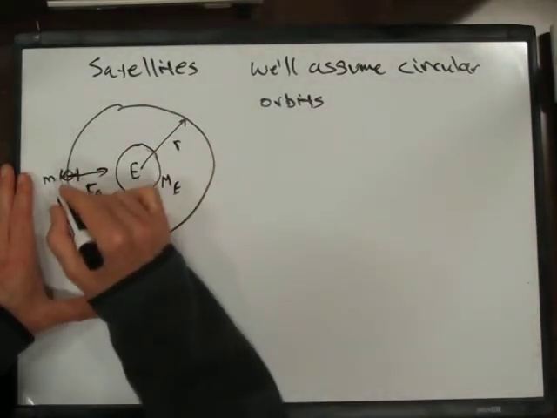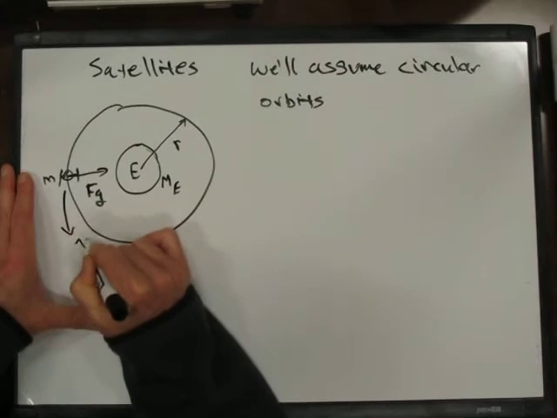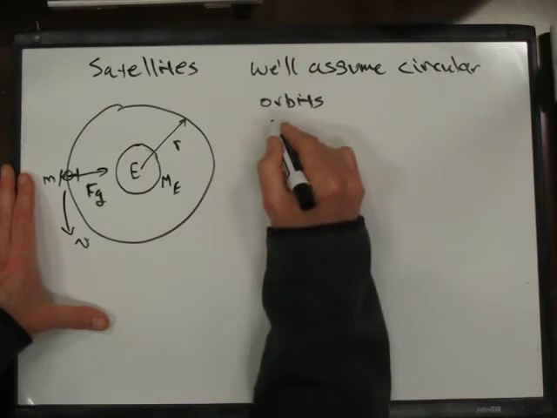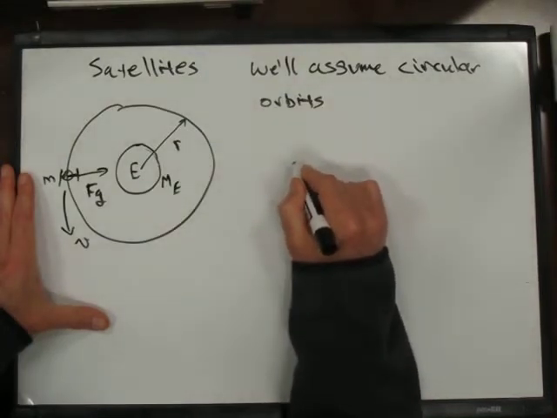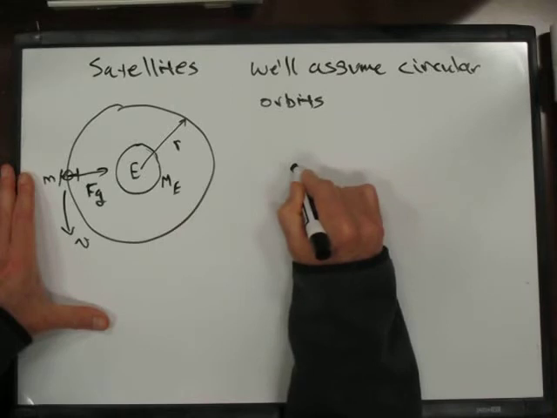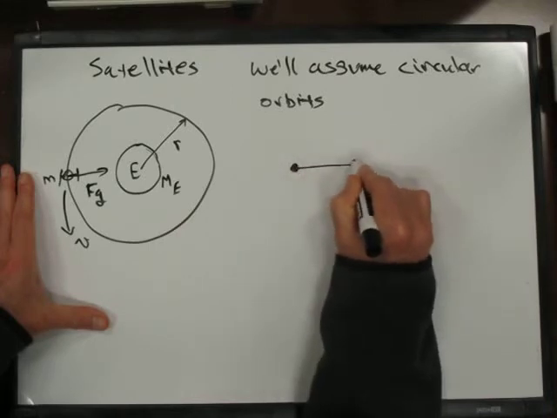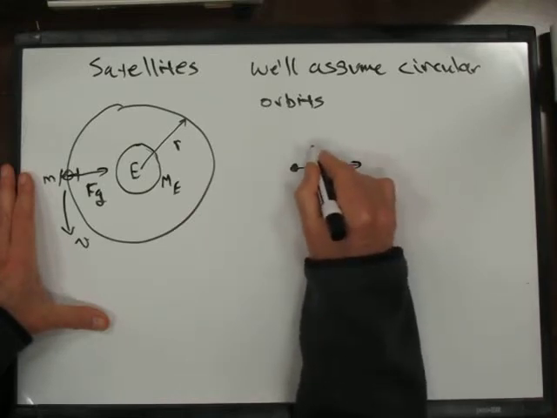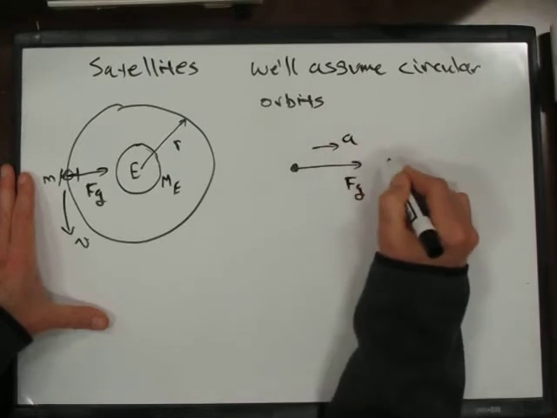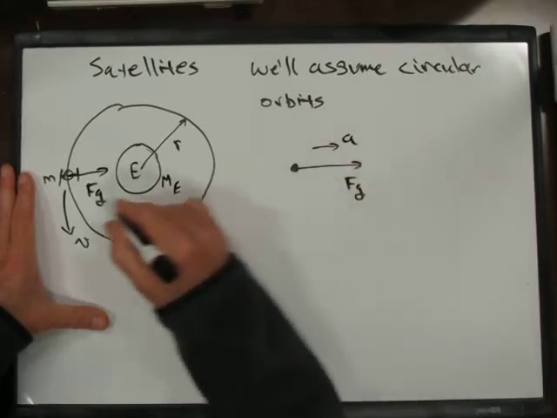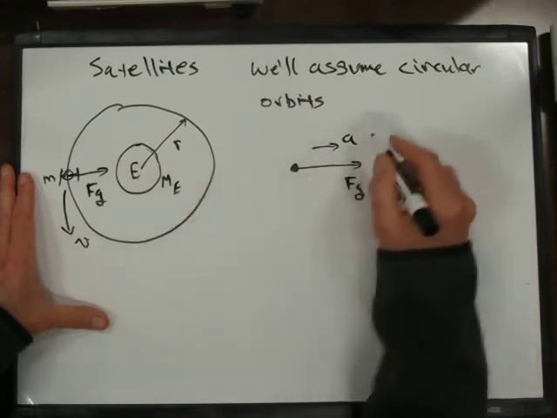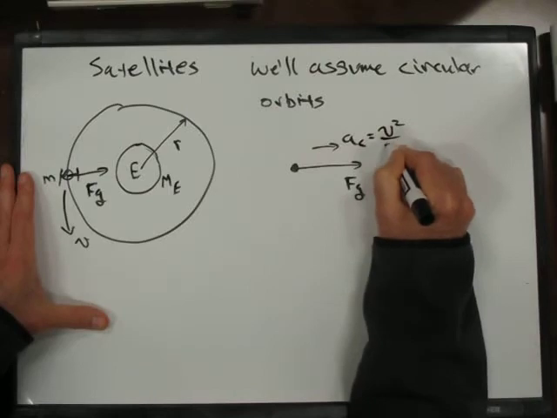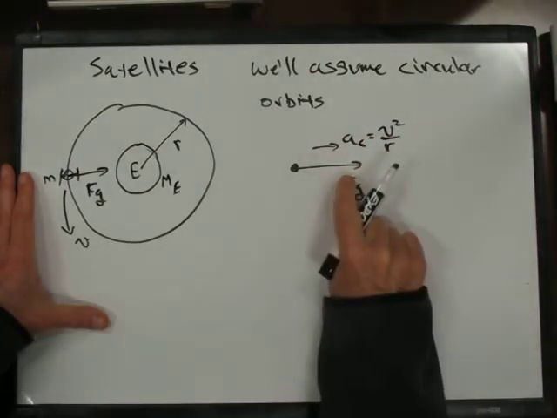Now, if this object is traveling in a circle with velocity v, right, around this circle, and it's at radius r, we can say, look, let's just draw a free body diagram for it, right? It's got a force acting on it, F sub g, acting this way. It's accelerating this way. What's its acceleration? Do you know? So it's traveling in a circle at a constant speed, and so acceleration is just a centripetal acceleration, which is v squared over r. Like that, right? That's the force that's acting.